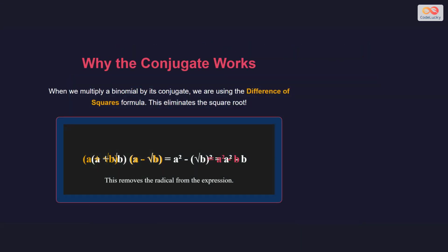The magic happens when you multiply an expression by its conjugate. This process uses an algebraic rule called the difference of squares. When you multiply a plus the square root of b by a minus the square root of b, the middle terms cancel out and you are left with a squared minus b. Notice how the square root has completely disappeared. This is exactly what we want.